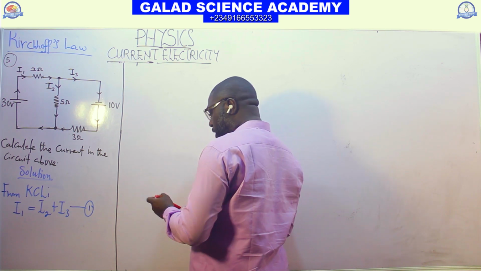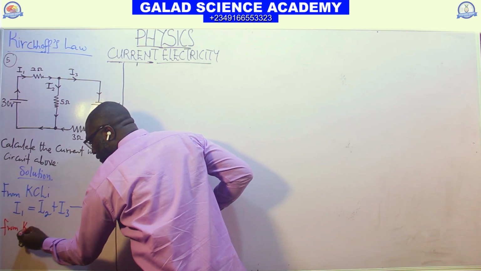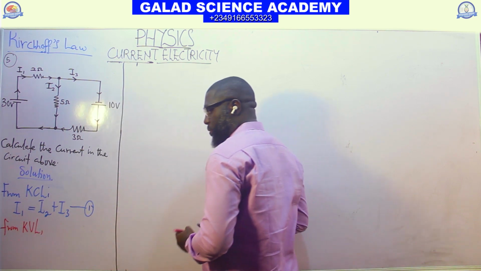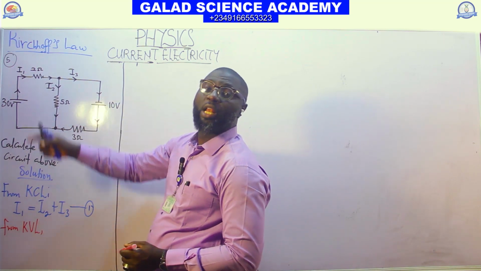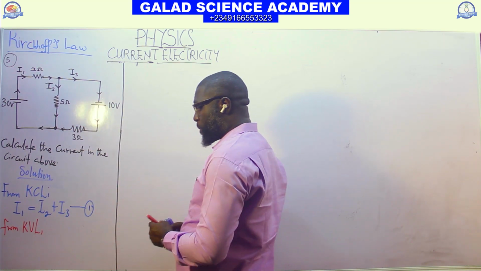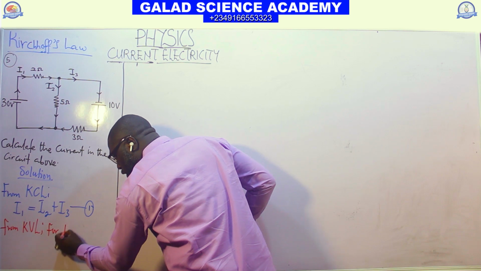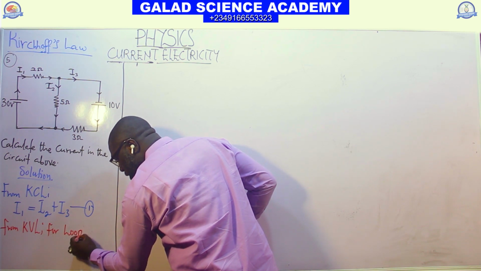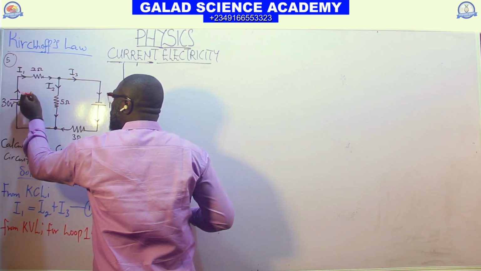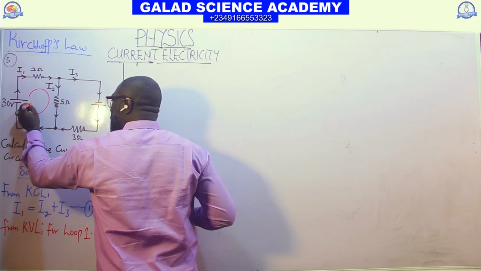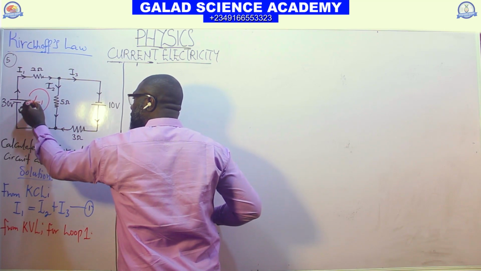The next thing we can also say is, from Kirchhoff's voltage law, the sum of EMF in a loop is equal to 0. You can now say Kirchhoff's law for loop 1. Take the direction of the loop in this form. This is the direction of the loop. Let me call it Loop 1.